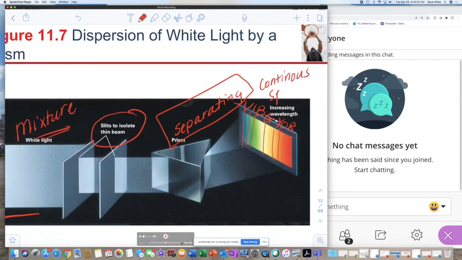Continuous spectrum. I think that's the spelling. I couldn't remember it this morning. I can't remember it right now.